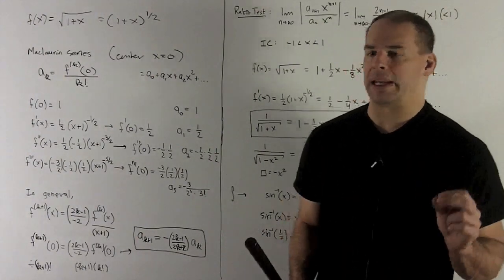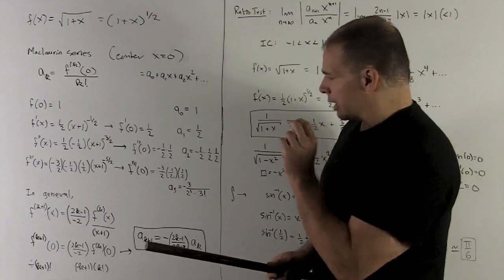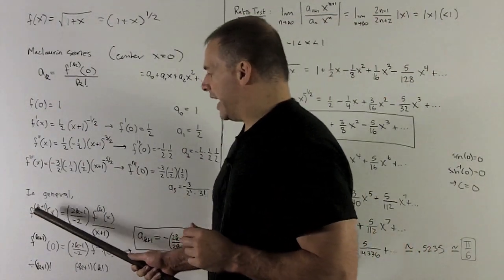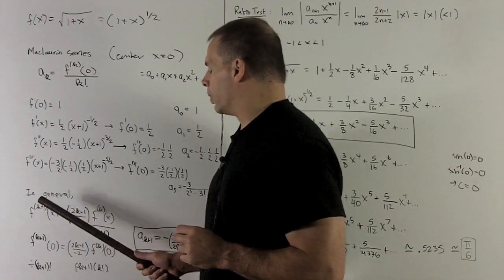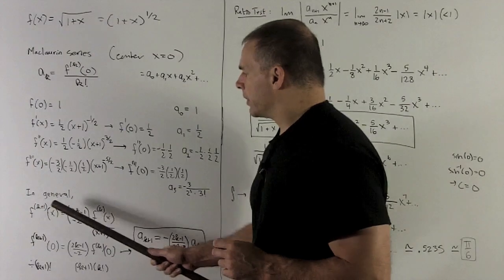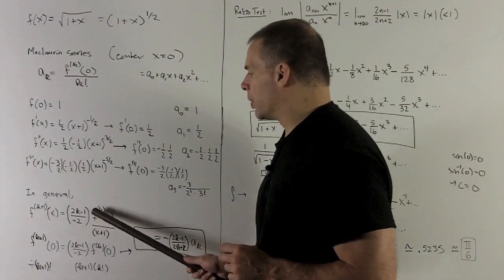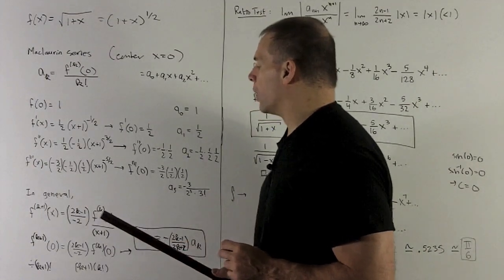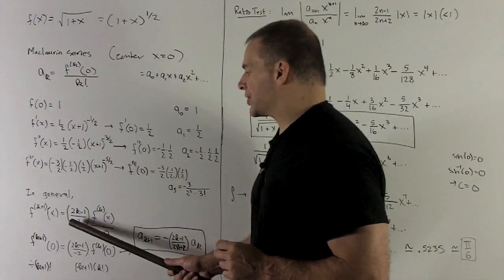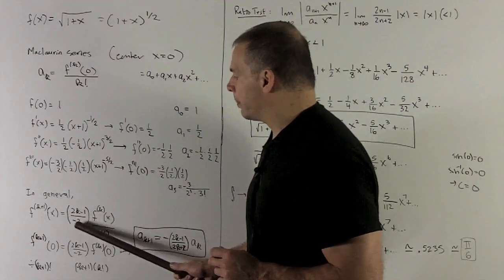Okay, why did I do so many? If you look carefully, you'll see a pattern in here. If I take the k plus first derivative, what am I going to do? I'm going to bring the exponent down. If I'm looking at k plus 1, the exponent is going to be (2k minus 1) over 2. It's also going to have a minus sign on it. So this is going to be the exponent we bring down.